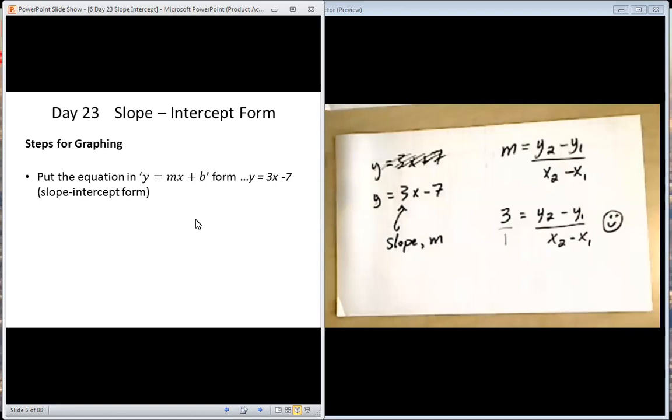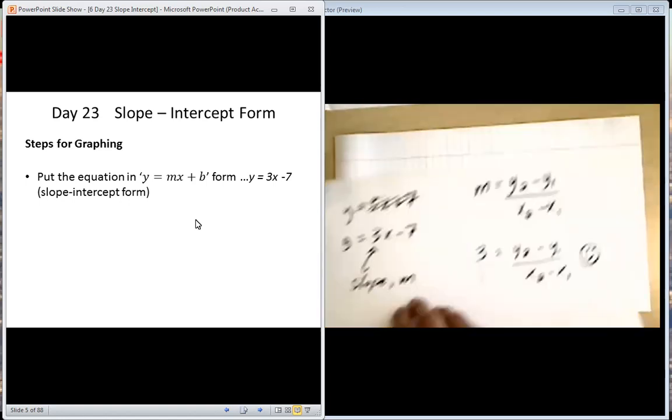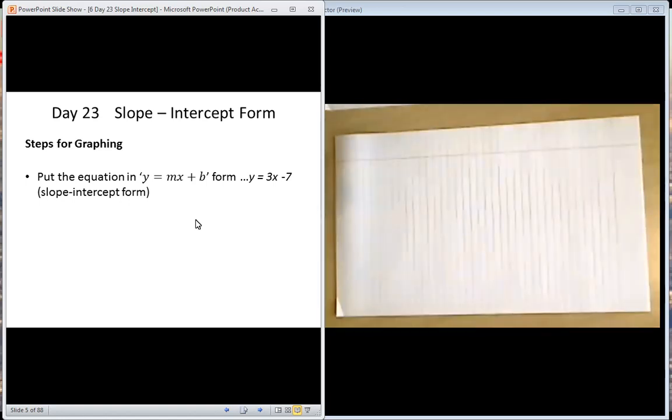What we're doing, remember, for this slide, this screen, we're setting up the different steps. So the first one is to solve for y so that it looks like that. Now remember, this is to create the graph. So what we next do is plot the y-intercept. And this will be like our starting point.